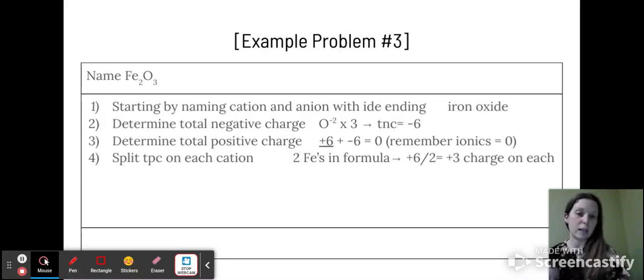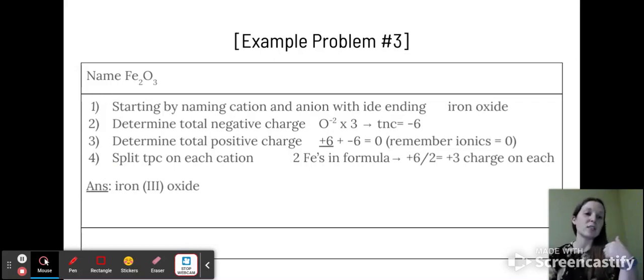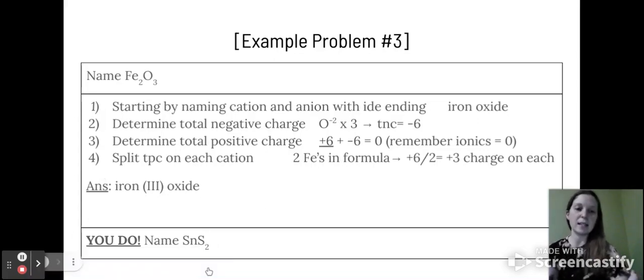Since I have 2 of them, we're going to take that +6 and divide it by 2, and that's going to give us a +3 charge on each. And we know iron takes a charge of either +2 or +3. Those are the only options it has. So the name here is going to be iron 3 oxide. All right, guys, go ahead, pause the video, and try to name SnS2.